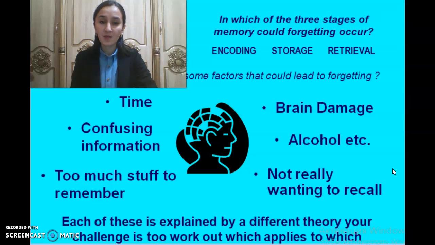Okay, as you see here we have the key points which damage our memory and cause us to forget things. They are time, confusing information, too much stuff to remember, brain damage, drinking alcohol, and not really wanting to recall. I mean, not really wanting to remember the thing can cause you to forget.